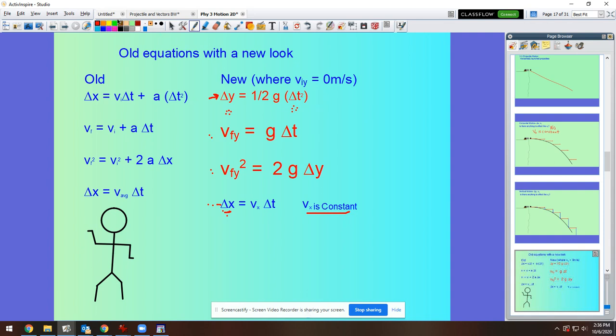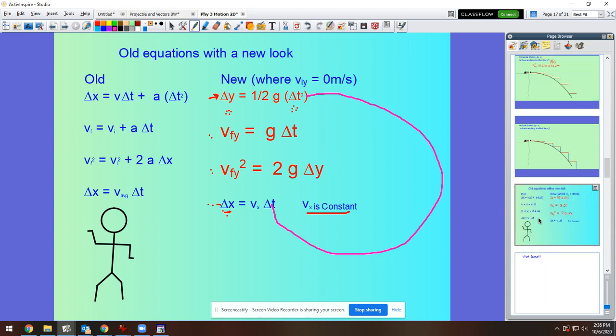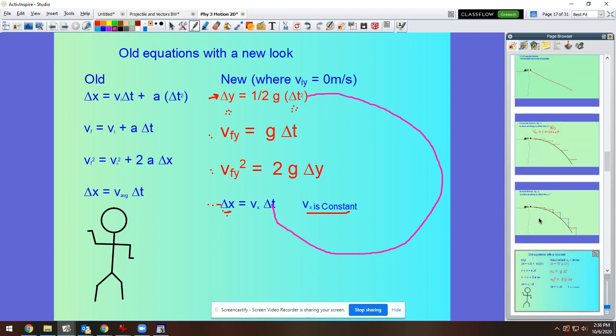So the biggest thing, the glue that holds together projectiles, is this time right here. That is the same time in both equations. Same exact time in both equations. And that's a big deal.